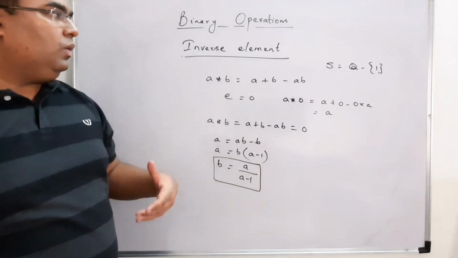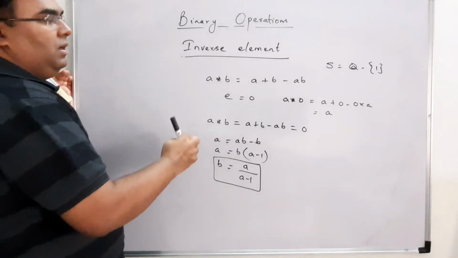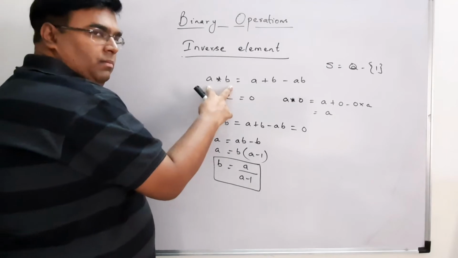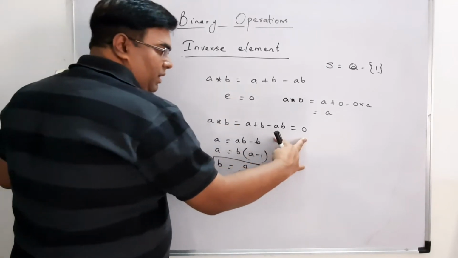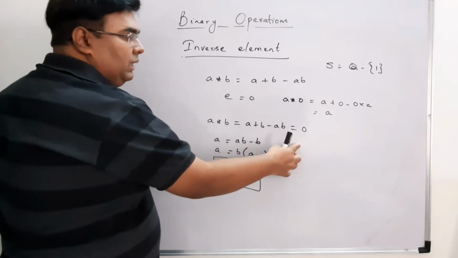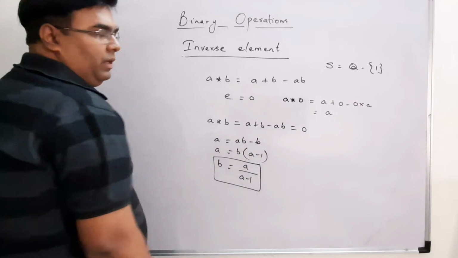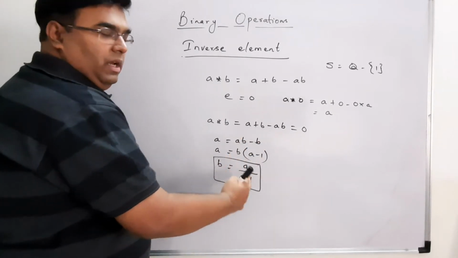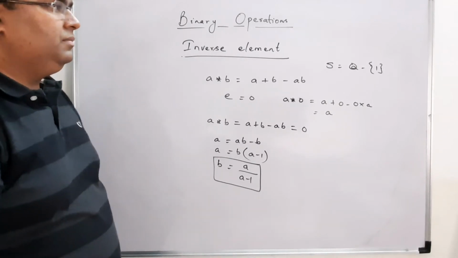So whenever you need to find out the inverse element, what will you do? You will just take one element A and operate it with B. B will be the inverse of A, and first you write the definition part and then equate it to the identity element. In this case E was 0, so here also I have taken E equal to 0, and then we need to find B in terms of A to get the inverse element, right?